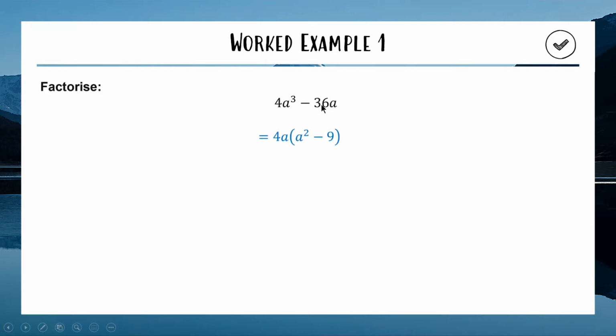squared take away 9. Now that's got us 1 mark, but there's some more work to be done here because a squared take away 9 can be further factorized as a difference of two squares. So a squared minus 9, we can go ahead and write that as a minus 3 and a plus 3. And then we have fully factorized the expression. So two things combined into one. Double the fun.